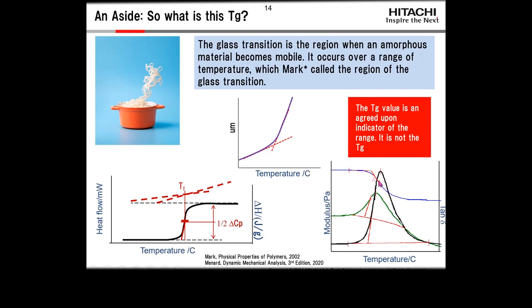And then in a DMA, most commonly, it's the drop in the modulus or the peak of the tan delta. But as you can see by some of the other markers here, there are about 8 other methods. So it's very important when we talk about the glass transition temperature that we know what method we used and what method we used to calculate it.